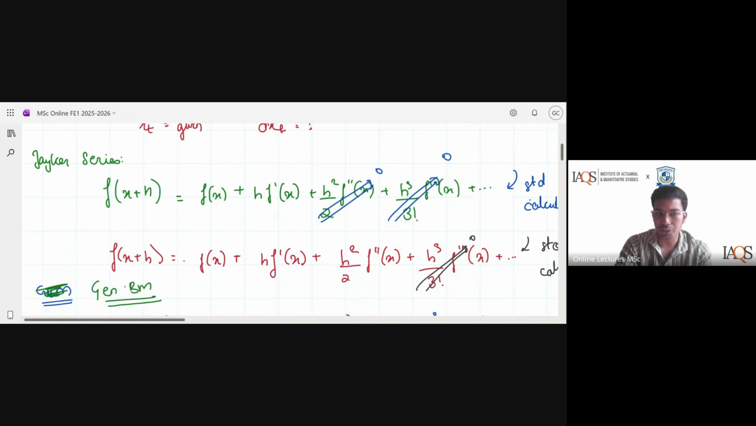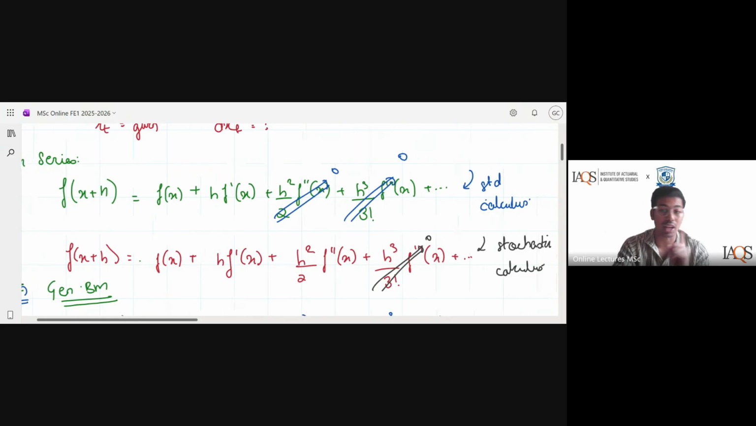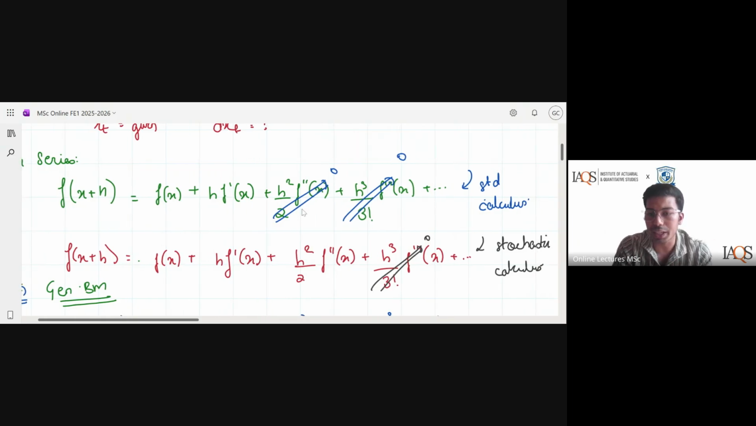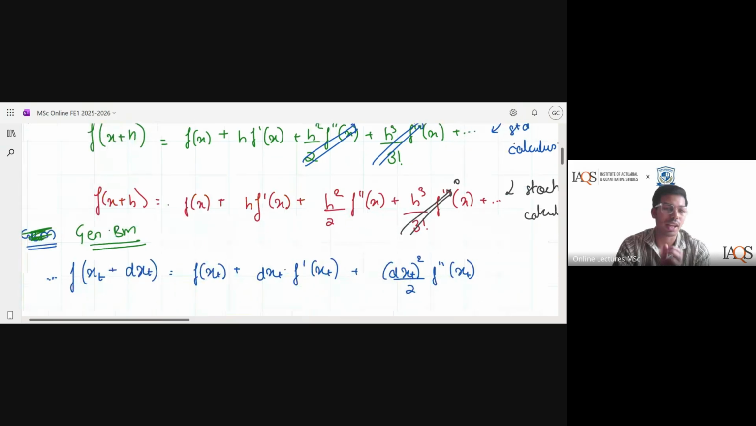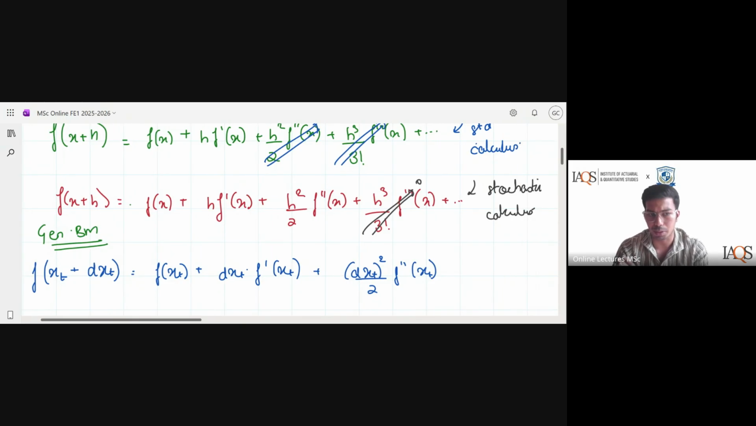I start with my Taylor series. We understood in the Taylor series, under standard calculus, from the square term onwards, everything is zero. But under my stochastic calculus, my square term still remains significant. Everything from the cubic term goes towards zero. So I write my Taylor series, which is f of x plus h is equal to f of x plus h f dash x plus h square by 2 factorial f double dash x.